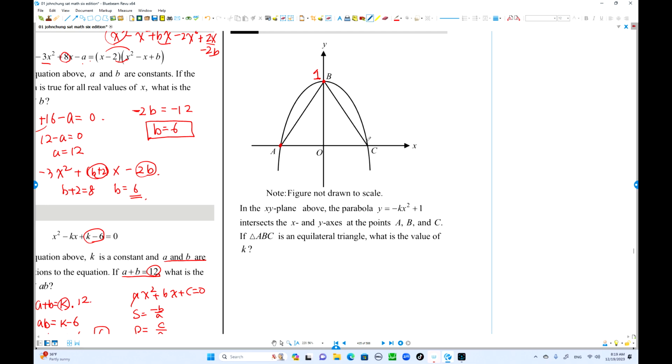Using the x-intercepts, what is the value of k? This one is y equals negative k x squared plus 1. To decide these numbers, we need a point. If you have a point with its y coordinate, put these numbers here, x and y, and you can decide the value of k.